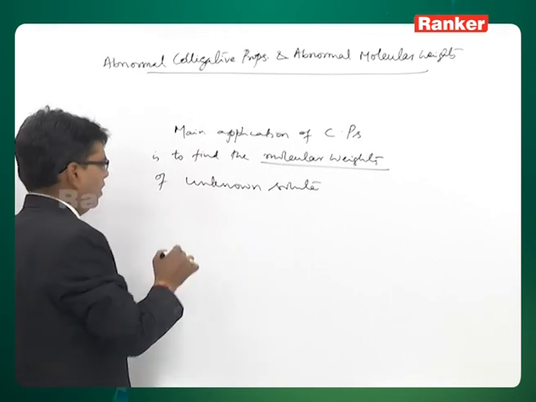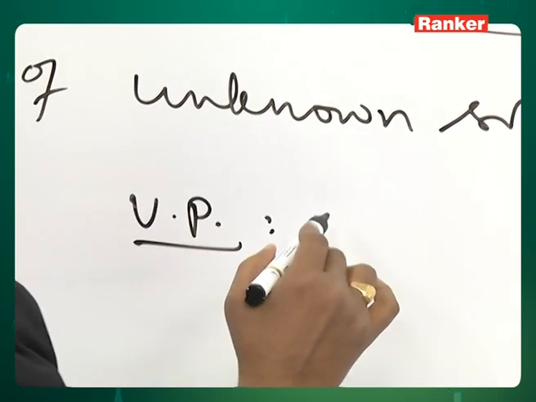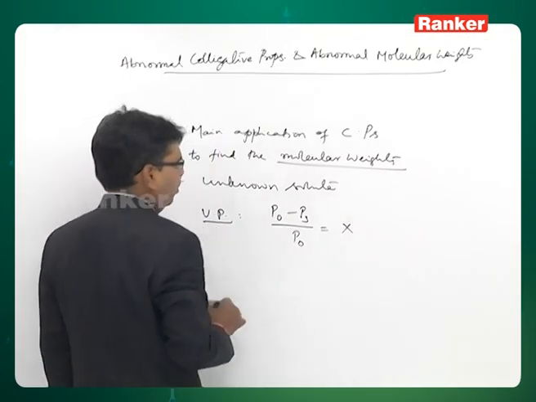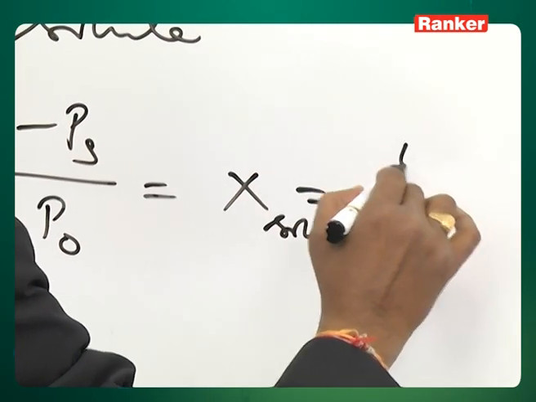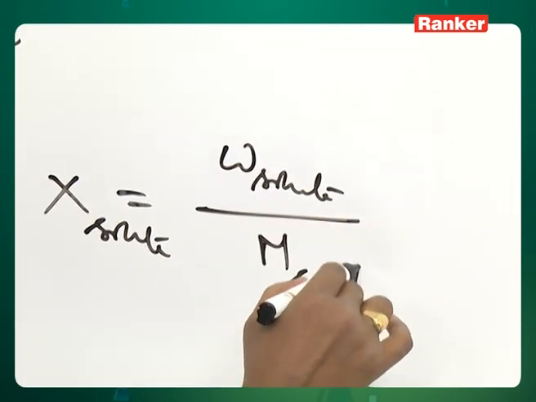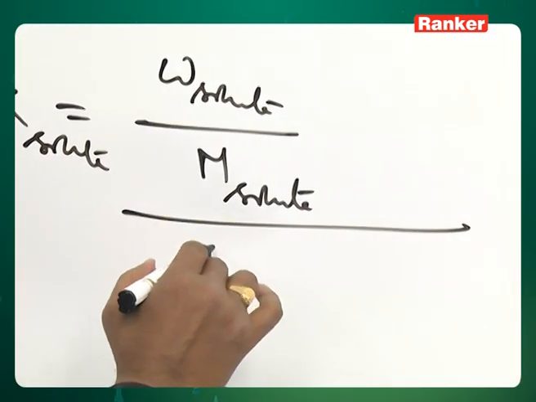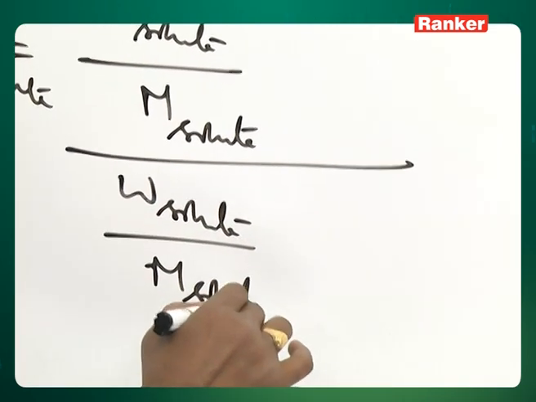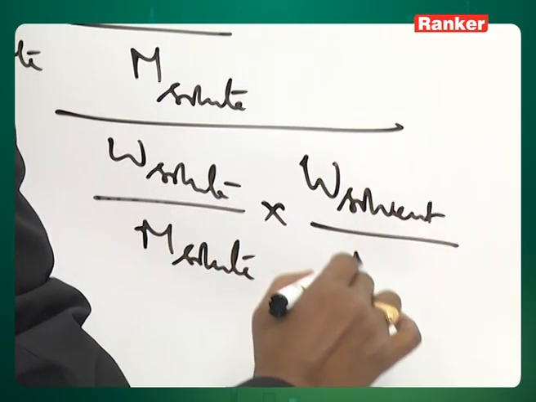because you take any colligative property, if you take vapor pressure, then P naught minus P s by P naught is equal to mole fraction, and this mole fraction of solute is equal to weight of solute by gram molecular weight of solute divided by weight of solute by molecular weight of solute into weight of solvent by molecular weight of solvent.